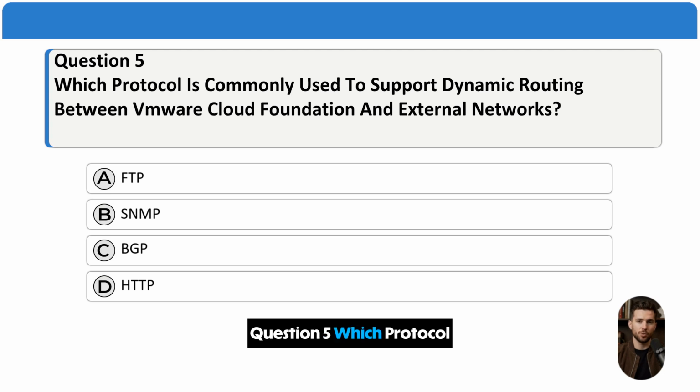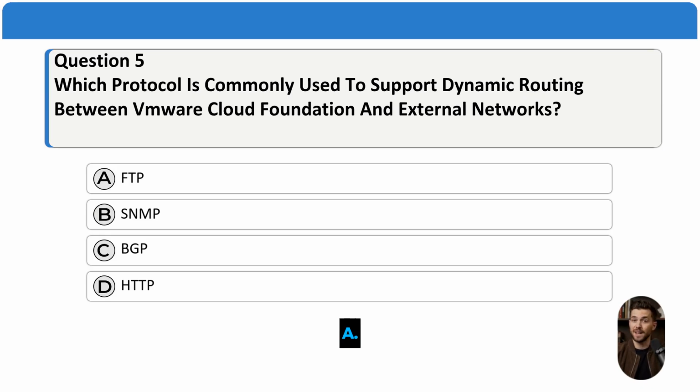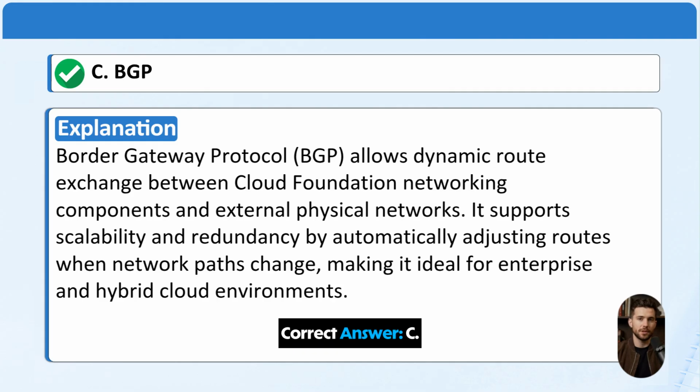Question 5. Which protocol is commonly used to support dynamic routing between VMware Cloud Foundation and external networks? A. FTP. B. SNMP. C. BGP. D. HTTP. Correct answer, C. BGP. Explanation.